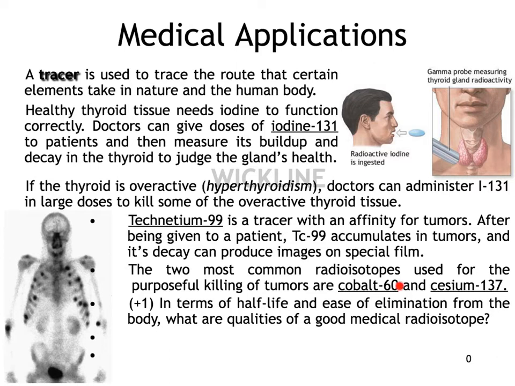Other ones you need to know are cobalt-60 and cesium-137. Both of those particular isotopes are used in radiation therapy. So cobalt-60 and cesium-137, we'll use those to create radiation, and then we'll aim that radiation at tumors and kill the tumors on purpose. So you might use technetium-99 and cobalt-60 together, for instance. The technetium-99 will identify where the tumor is, and then the cobalt-60 will release radiation that you can point at the tumor to try to kill it.